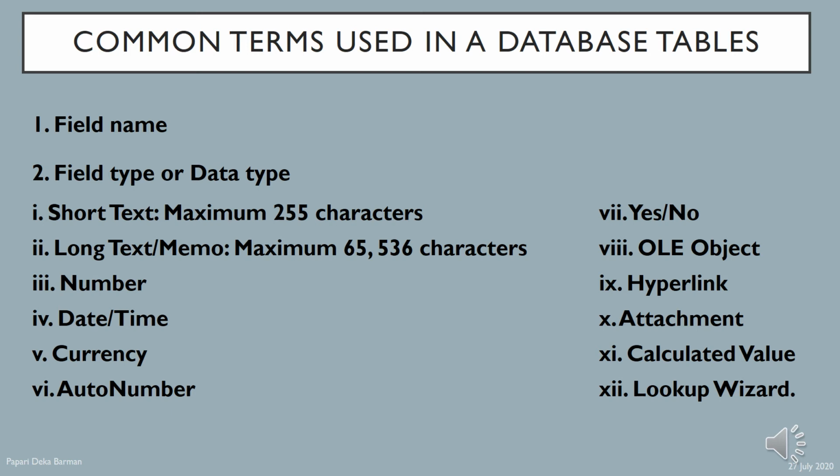Number 12 is lookup wizard. Lookup wizard helps you to create a field whose values are chosen from the values in another table. So it contains a query or a list of values, and from that list of values we can select any one of the values. So that is your lookup wizard.